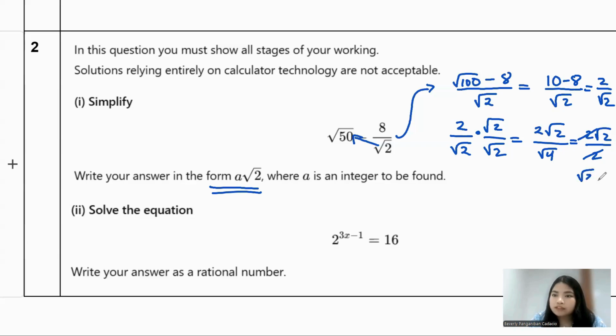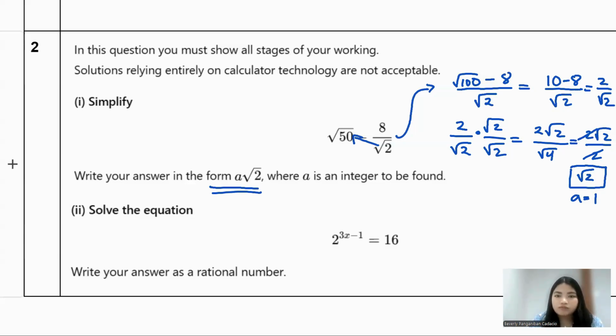But yeah, if you're going to tell me what is A, actually this one is already okay. I mean, you already answered in the form of A root 2, but maybe there's a follow-up question like what will be your A? The A is the one before that surd, which is nothing, and you know that that is just 1. You can just put that A is equal to 1 there.